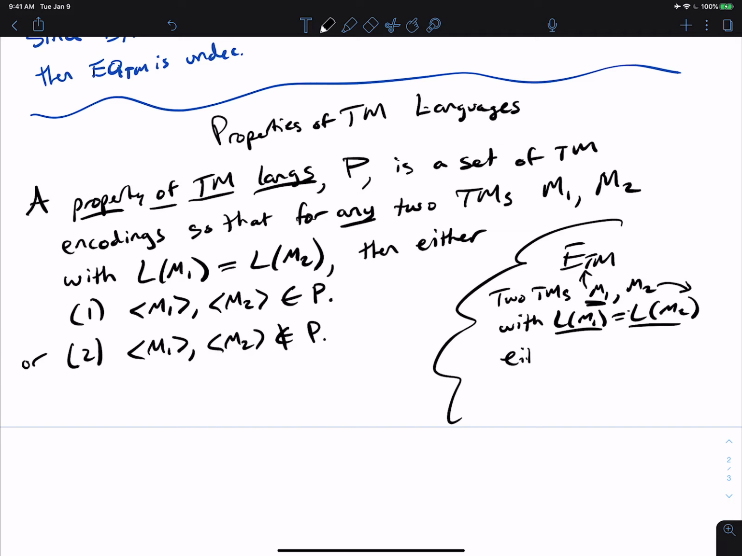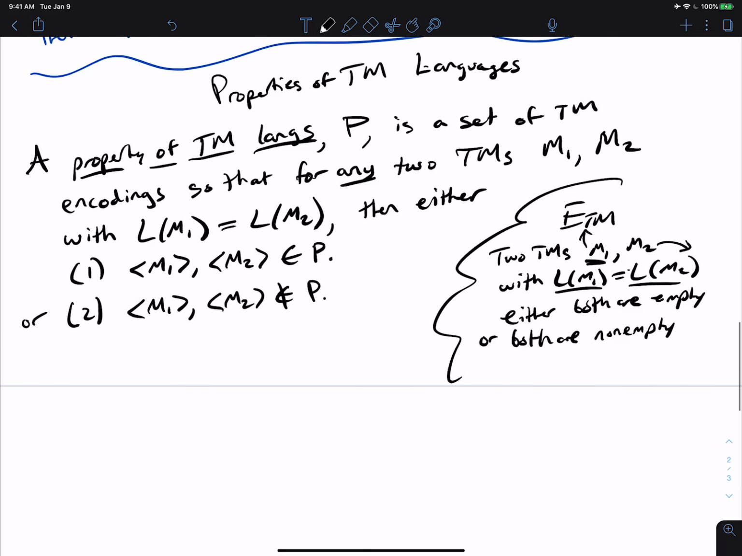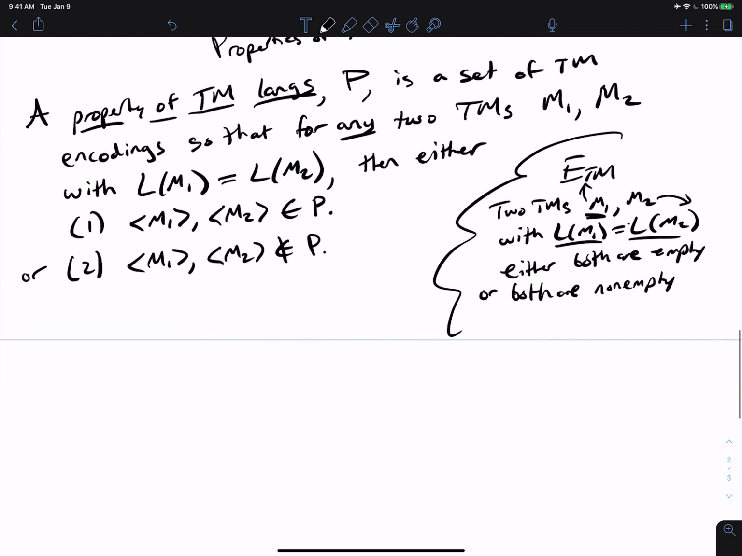Either both are empty or both are non-empty. Because the only criterion, if you like, of being in the ETM language is that you have empty language. I don't care anything else about what the machine does. As long as you have empty language, you're in there. So for that reason, ETM is a property of Turing machine languages.